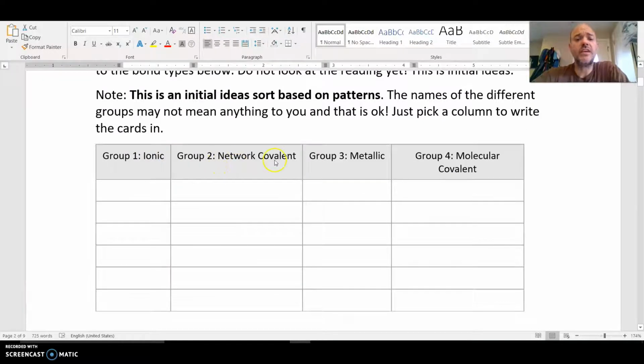Which ones do you think have a network covalent bond? Which ones do you think have a metallic bond? And which ones do you think have a molecular covalent bond? I will be honest, right? You have no clue about this. I would hazard a guess that almost nobody looking at this is like, I have no clue. Or maybe you have some clue for some of them. Maybe you're like, metallic bond, maybe that means this. Or maybe ionic bond means this. So you might have some ideas.